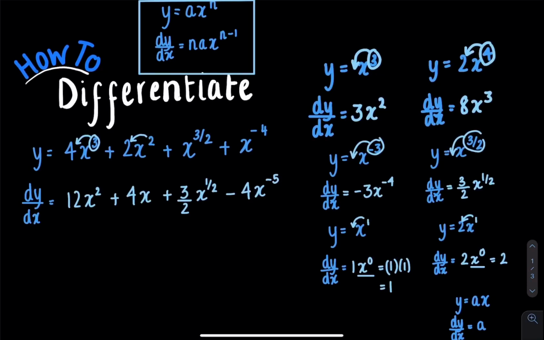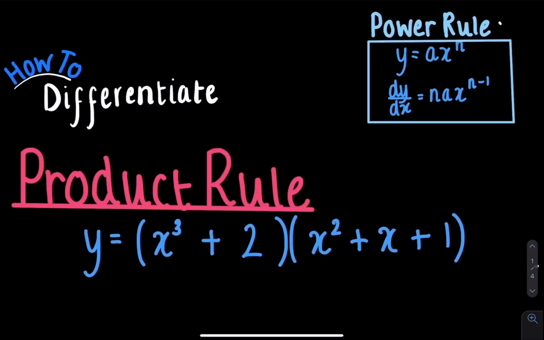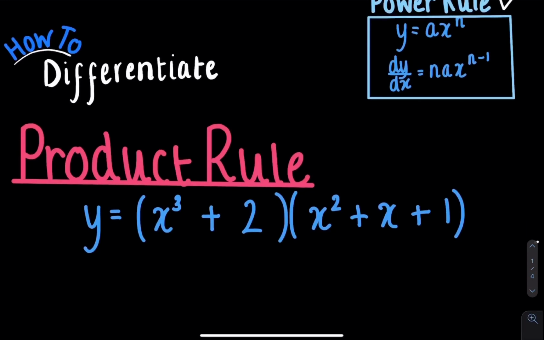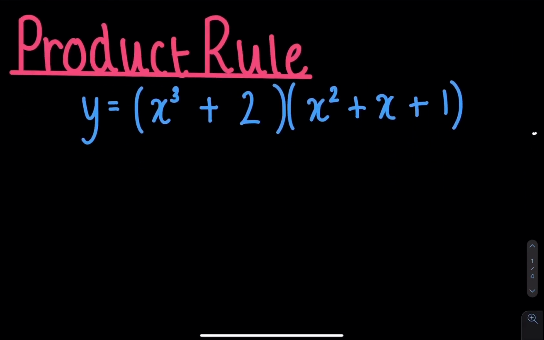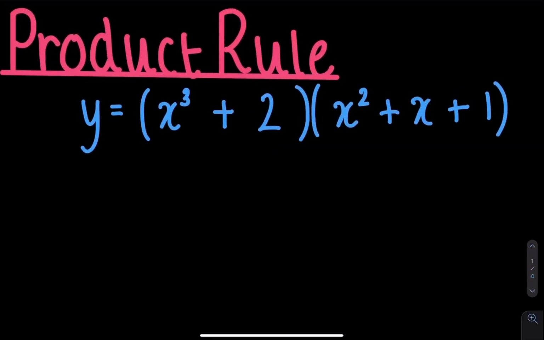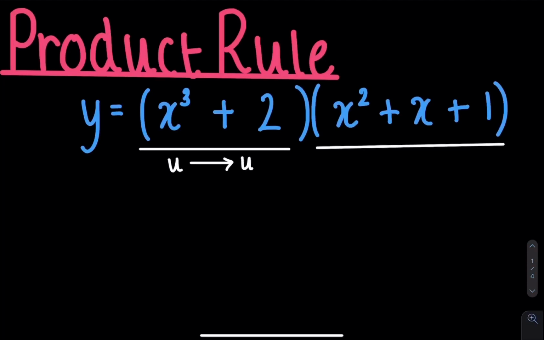So now let's move on to the product rule. Now that I've taught you the power rule, we're going to implement this and learn the product rule, which is when we're faced with the product or the multiplication of two functions, which in this example, we have x cubed plus 2 multiplied by x squared plus x plus 1. Now for simplicity, I'm going to call the first function u and its derivative u dash. For the second function, I'm going to call it v, and for simplicity, the derivative v dash.